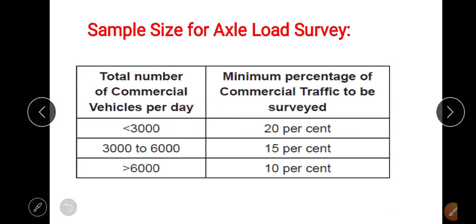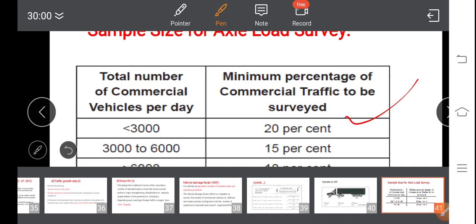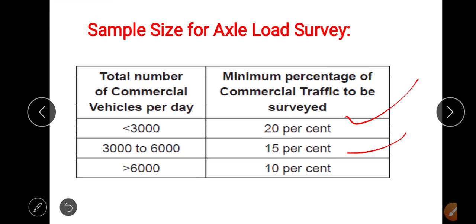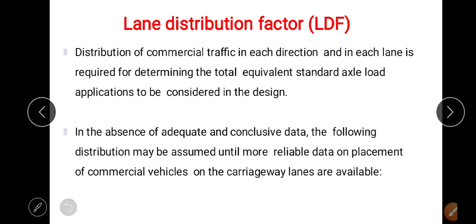Okay. Sample size for axle load survey. It should be like this. If the total number of commercial vehicles per day is less than 3000, the minimum percentage of commercial traffic to be surveyed is 20%. 3000 to 6000, 15%. More than 6000, just 10%. These are all the guidelines. It is to be followed.